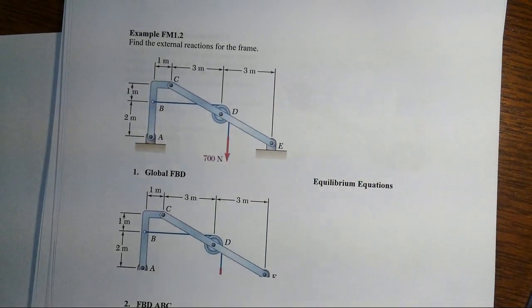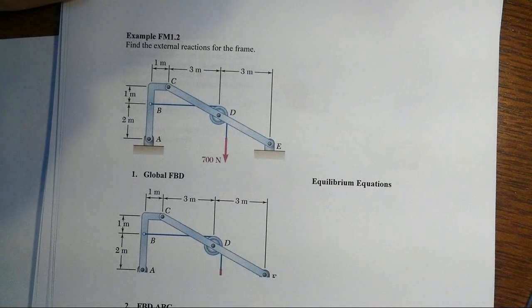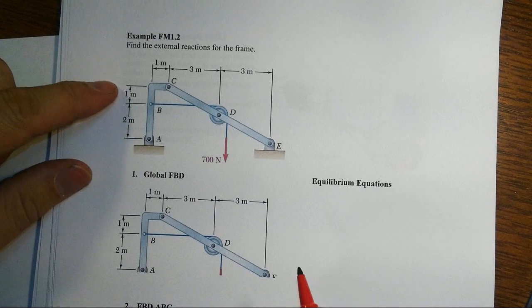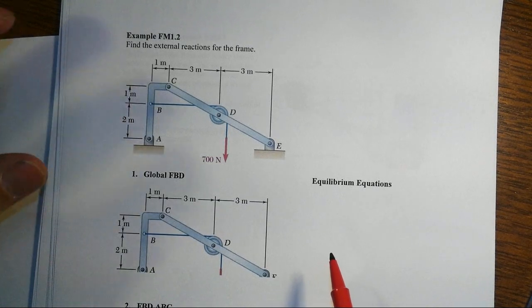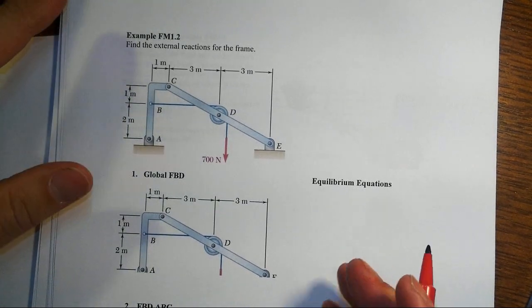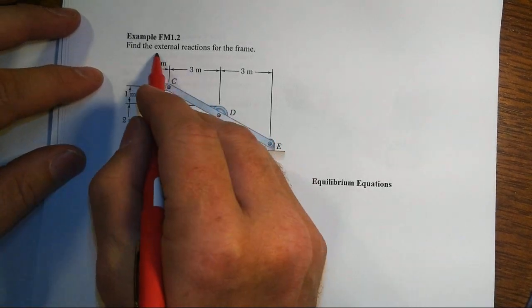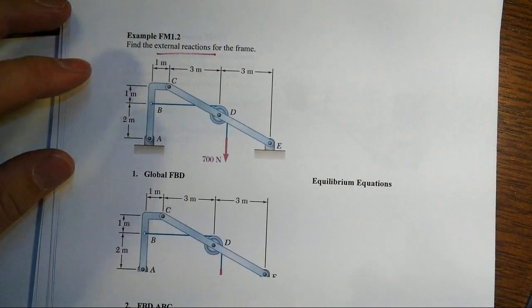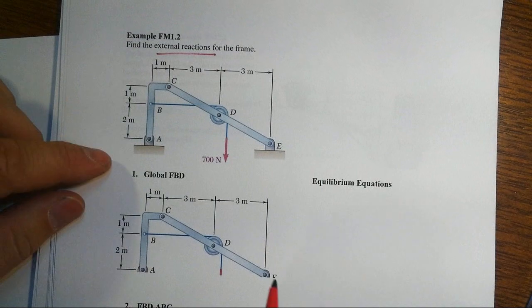Right, machines and frames can sometimes be simple and sometimes incredibly complex. Here we have one that is somewhat simple, and we'll get to complex ones in just a little bit. I say somewhat simple because, remember, the first thing we want to do is identify what it is we're supposed to find, the external reactions. We also want to find out how many members we've got.